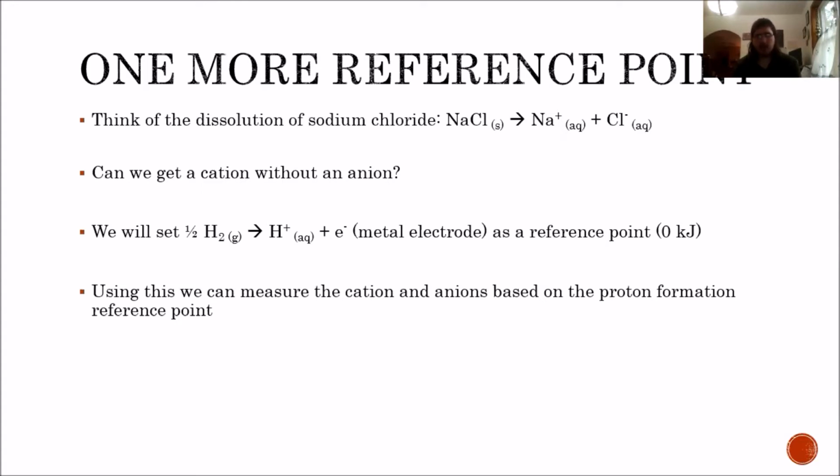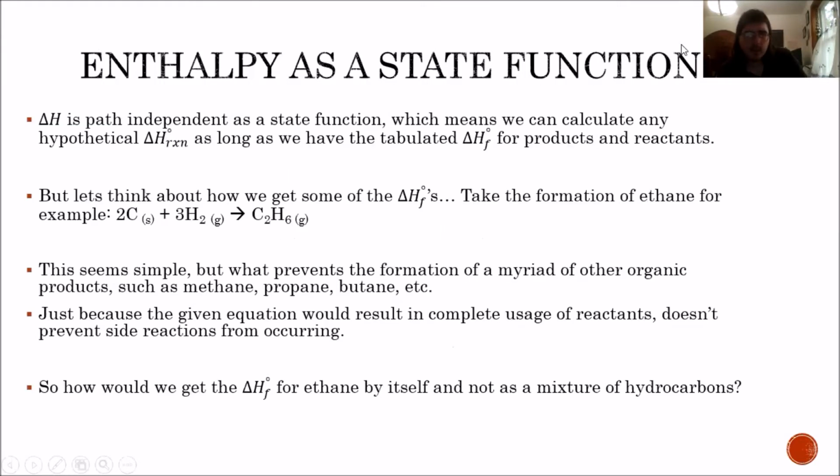Well, from this we can measure the cation. So we can measure the separation of HCl to get Cl, then we can measure NaCl to get Na, and then Na to Br, and so on and so forth. And you can keep going down the list till you have all the cations and anions, because we're measuring it off a 0 point that we've set, hydrogen. So the delta H is path independent as a state function. It means we can calculate any delta H reaction as long as we have the tabulated delta H formations.